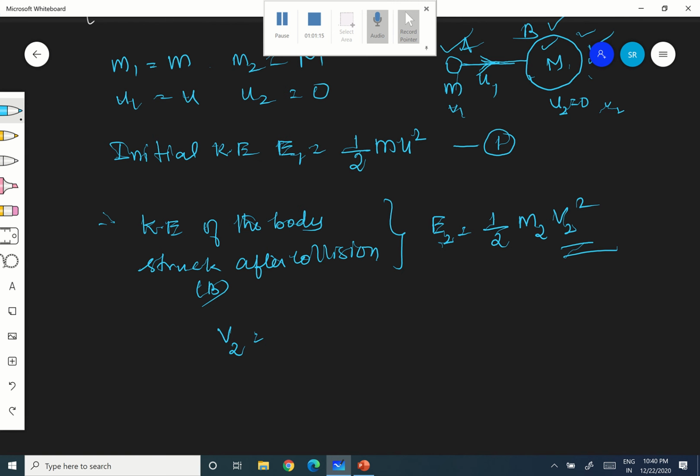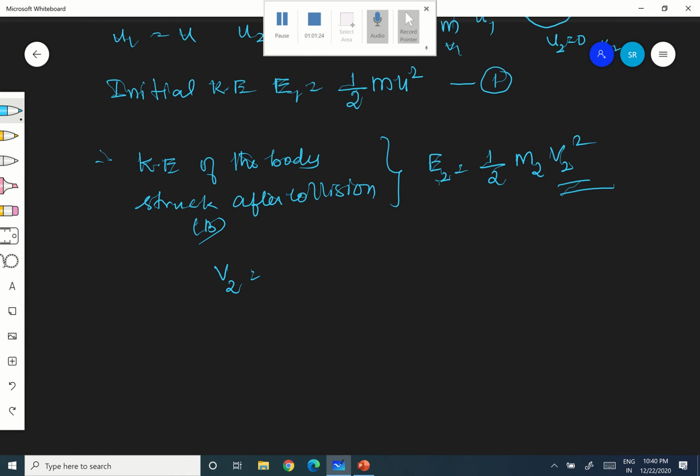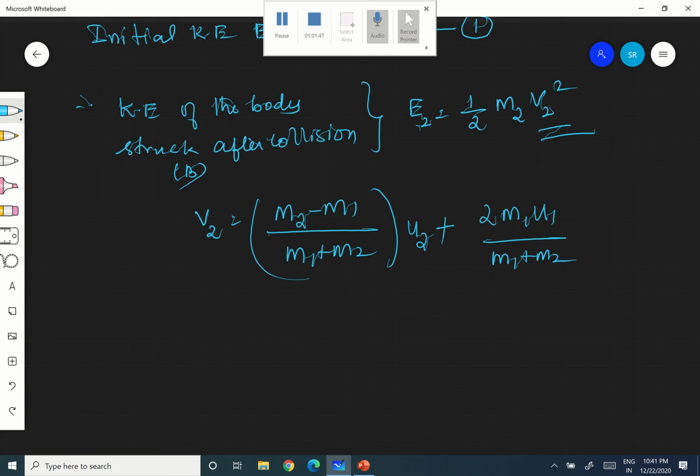V2 formula, considering the collision here, assume that the collision is elastic. That is very important. Therefore, for an elastic collision in one dimension, what is the formula for V2? M2 minus M1 divided by M1 plus M2 into U2 plus 2 M1 U1 divided by M1 plus M2. Now you apply our values. What is M2 minus M1 here?